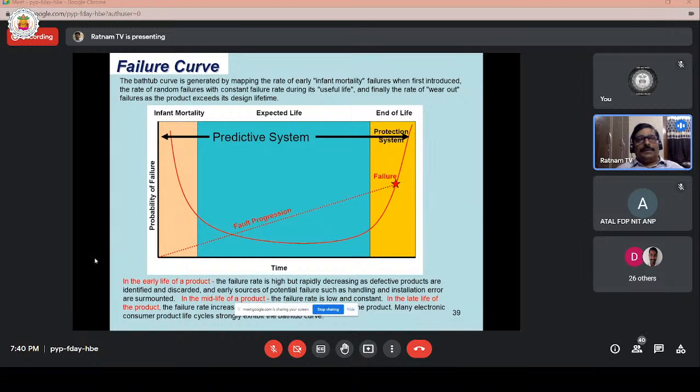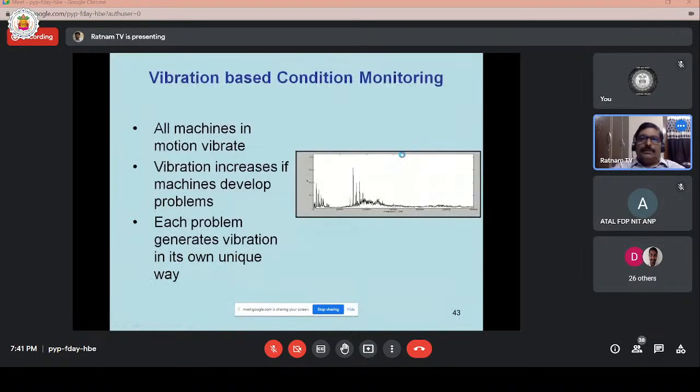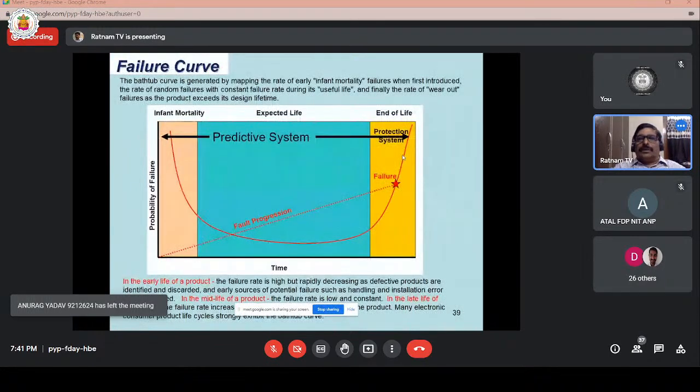So in the early lifetime of the product, the failure rate is high but rapidly decreasing as the defective products are identified and discarded. This phase is called infant mortality. In the midlife of the product, the failure rate is low and constant. This is the useful life, or expected useful life, of the machine or any product. In the later life of the product, the probability of failure increases. Many electronic equipment or consumer products strongly follow this failure mode.